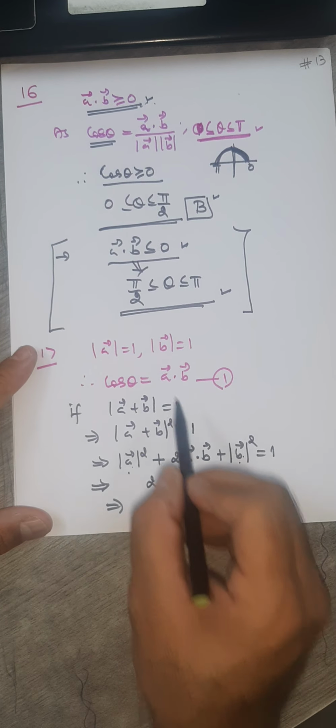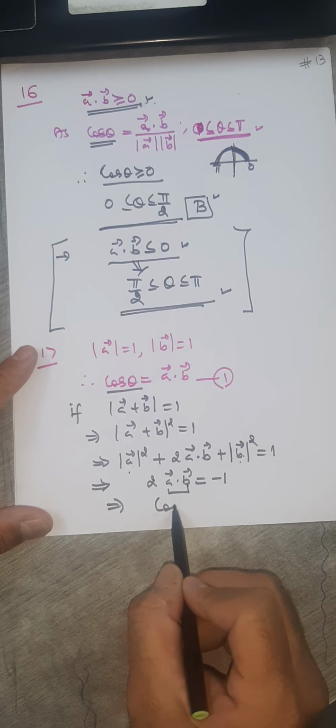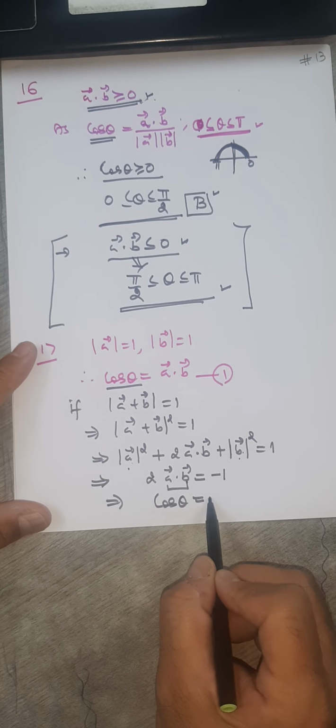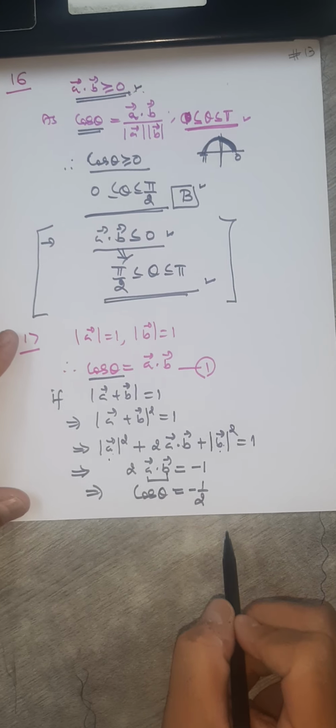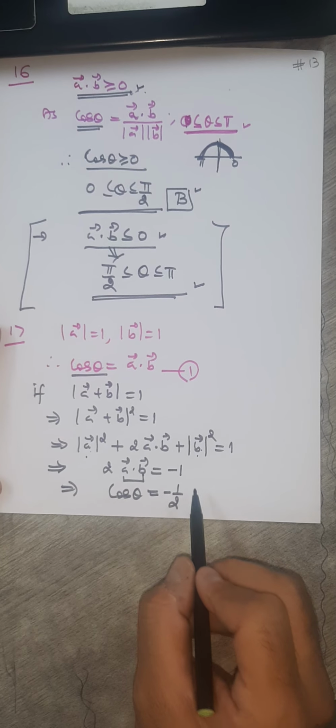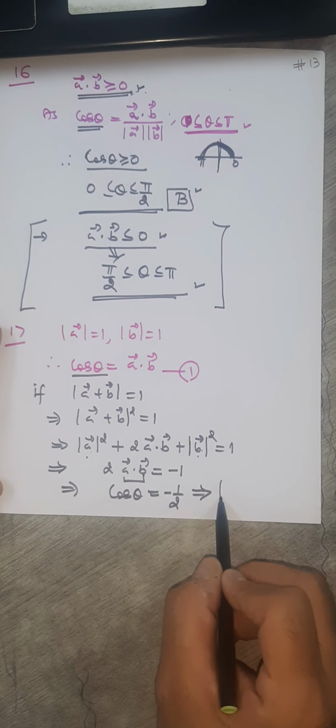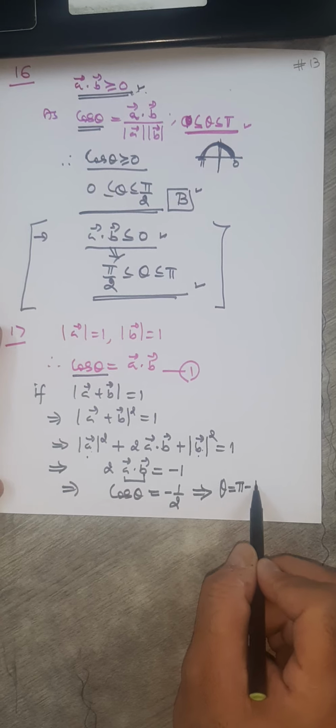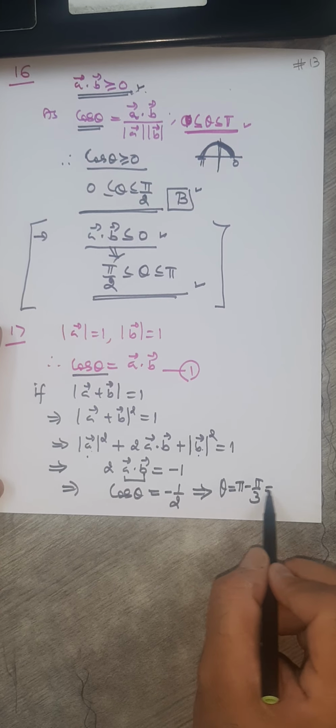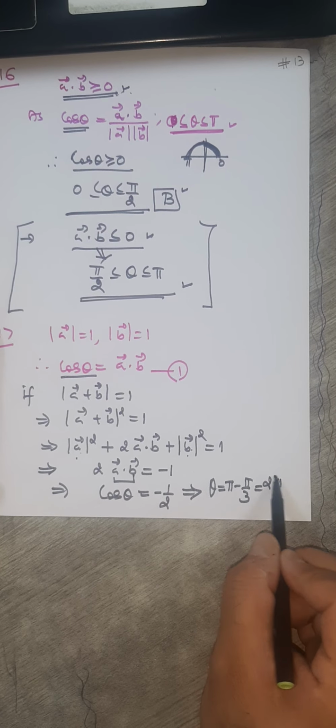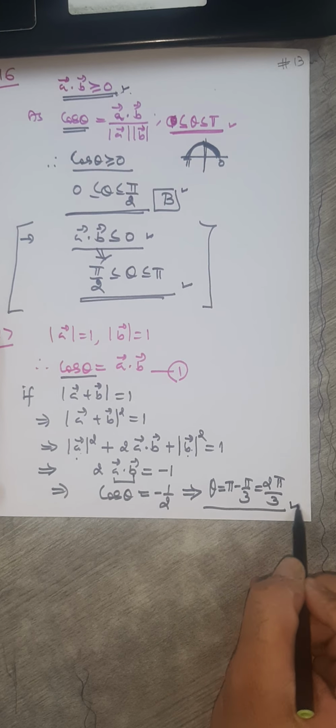So the dot product, but what is the dot product? It's cos theta. So cos theta equals how much? Minus 1 by 2. And therefore, now if you just look at that option, immediately you can say that theta has to be pi minus pi by 3, which is nothing but 2 pi by 3. You know now very well from trigo.